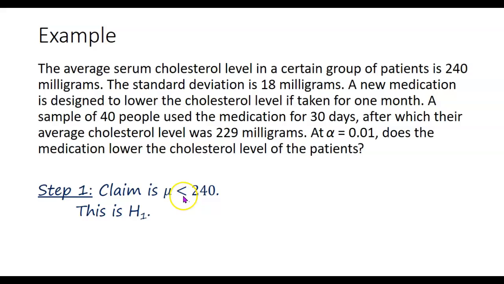And that does not have an equal sign in it, it has a less than sign. So that would be the alternative hypothesis. It's saying that there is a difference here. So then the null hypothesis would be that mu is equal to 240. The null hypothesis and the alternative hypothesis are always going to have the same number. They're always going to look the same, except that the null hypothesis is going to have an equal sign in it, and the alternative hypothesis is going to have either a less than or a greater than or a does not equal sign.